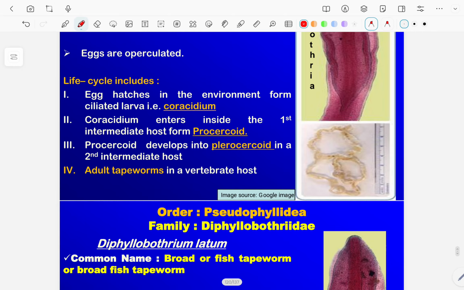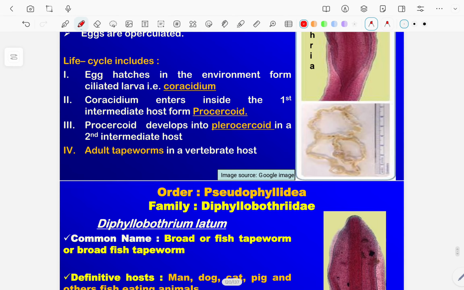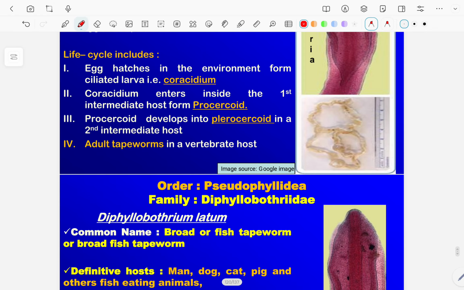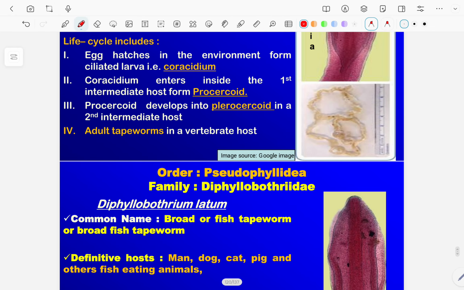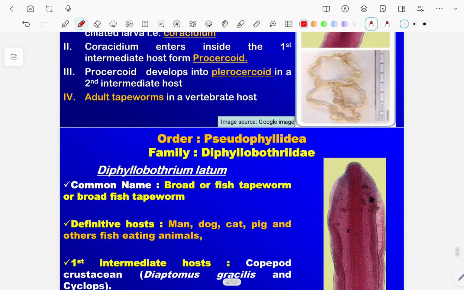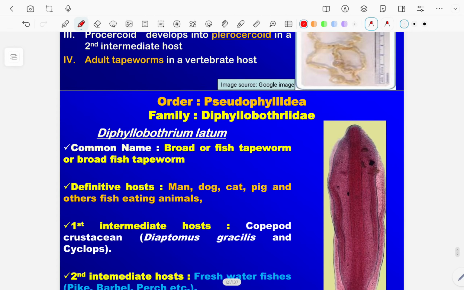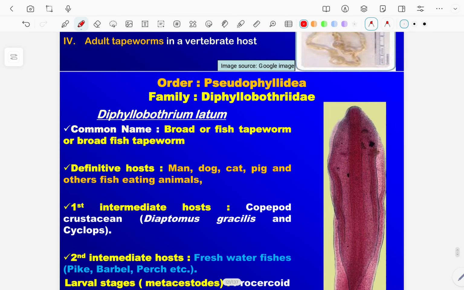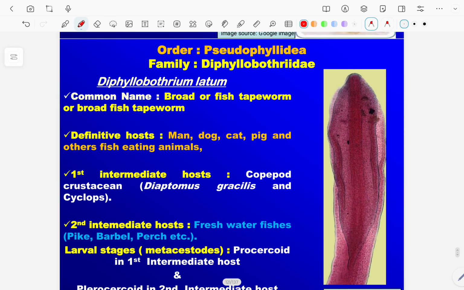The coracidium enters the first intermediate host and develops into a procercoid. The procercoid develops into a pleurocercoid in a second intermediate host. The adult tapeworm lives in a vertebrate host. Order: Pseudophyllidea. Family: Diphyllobothriidae. Diphyllobothrium latum. Common name: broad tapeworm, fish tapeworm, or broad fish tapeworm.